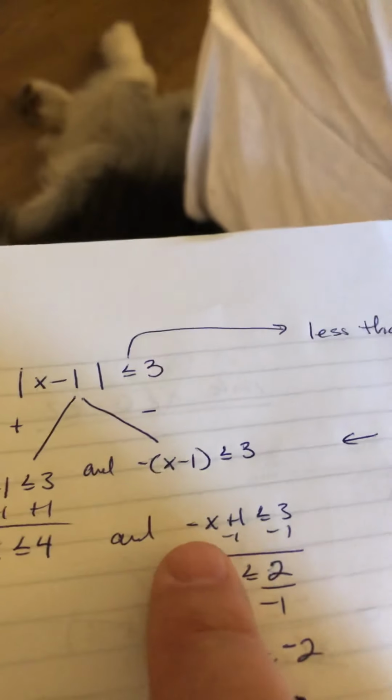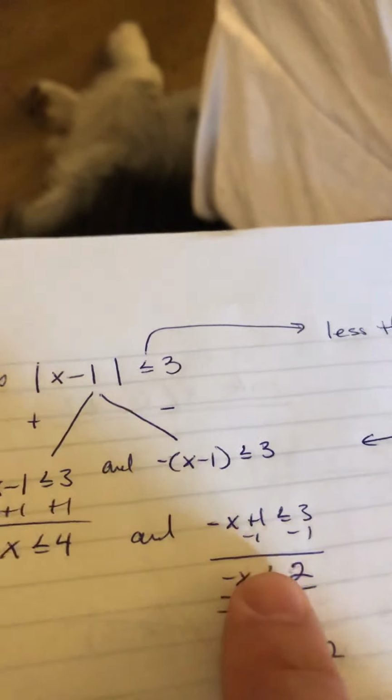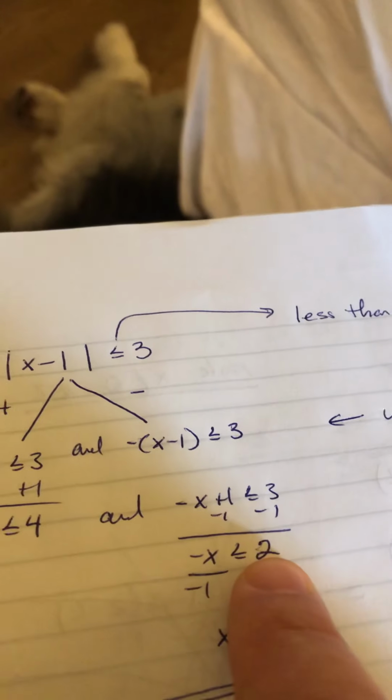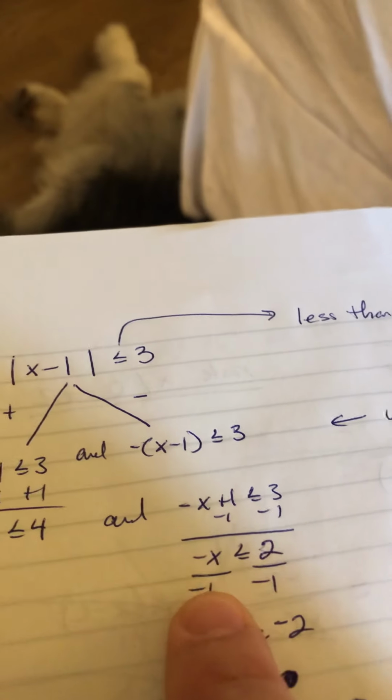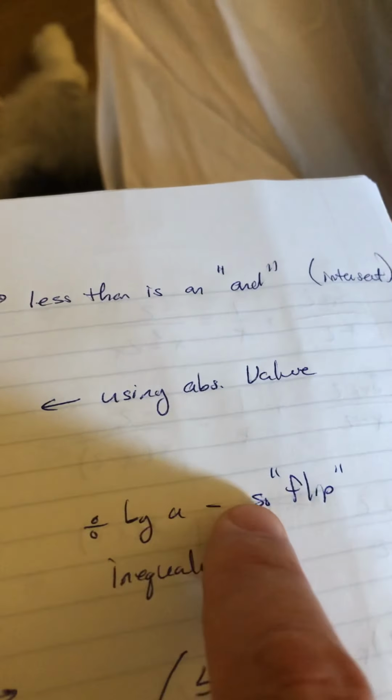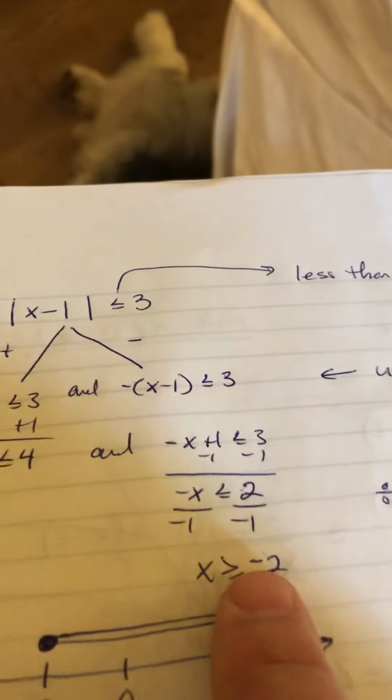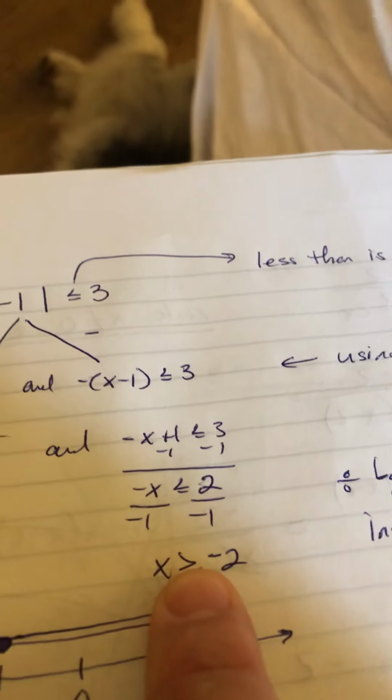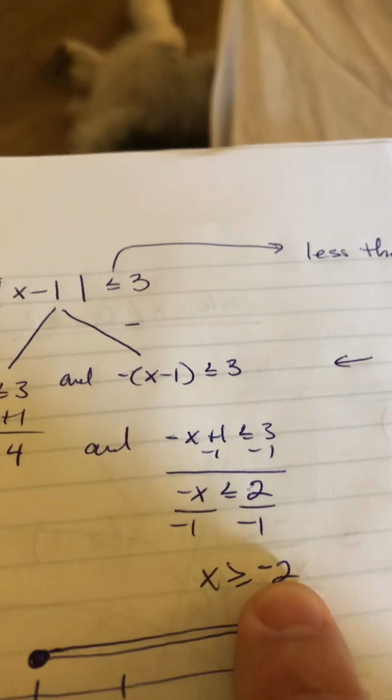I pass my negative through, and I get negative x plus 1. I'm going to subtract 1, and I get 2. And I'm going to divide by negative 1. We divide by a negative, so we flip the direction of the inequality, and this now becomes greater than or equal to negative 2.